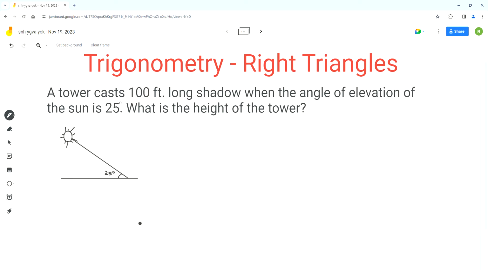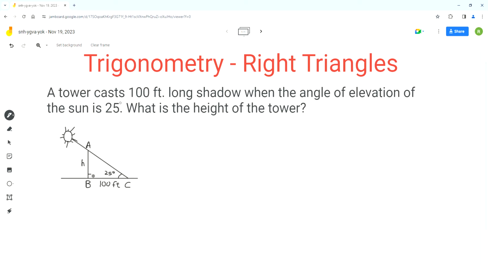Now there is a tower, so the tower will be somewhere here. So I'll label this triangle ABC. So in this triangle, AB represents the tower and we have to find the height of the tower. So let's assume the height of the tower is represented by H. Now in this case, side BC represents the shadow of the tower and C is the tip of that shadow. From B to C, the distance is 100 feet.